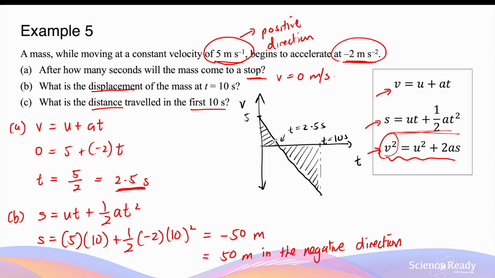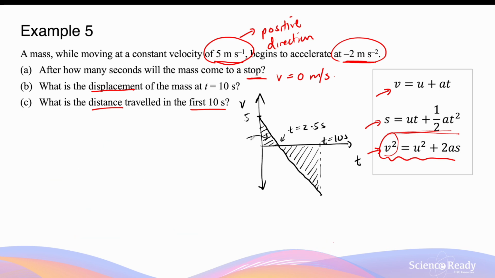So to calculate the distance, we need to consider the speed of the object regardless of where it's traveling, whether in a positive or negative direction. The best way to do this is to consider the two intervals separately. So we should calculate the distance traveled in each of the intervals separately. Let's calculate the distance traveled in the first interval first.